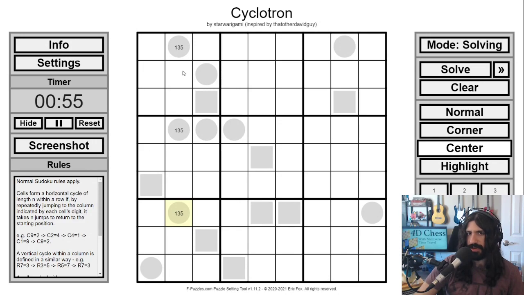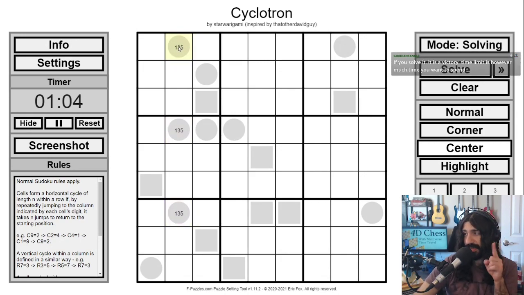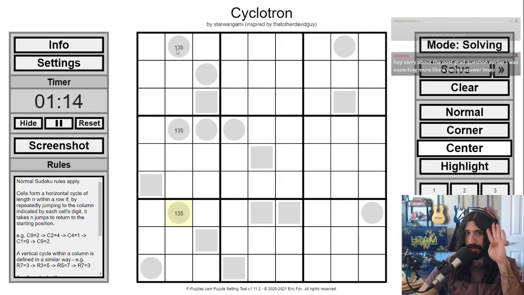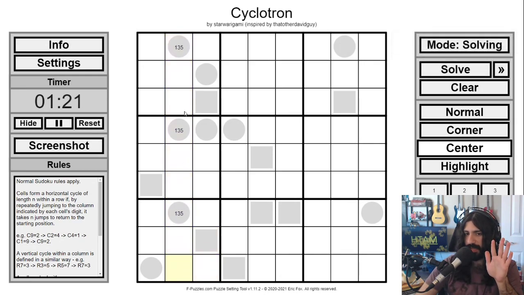1, 3, 5, 1, 3, 5, 1, 3, 5. Okay, we know that these have a 1, a 3, and a 5 in them, and wherever there's a 1, it participates in a cycle of length 1. Wherever there's a 3, it participates in a cycle of length 3, and wherever there's a 5, a cycle of length 5. Those three cycles, length 1, length 3, and length 5, make up the entire 9, right? So that's something to start off from.